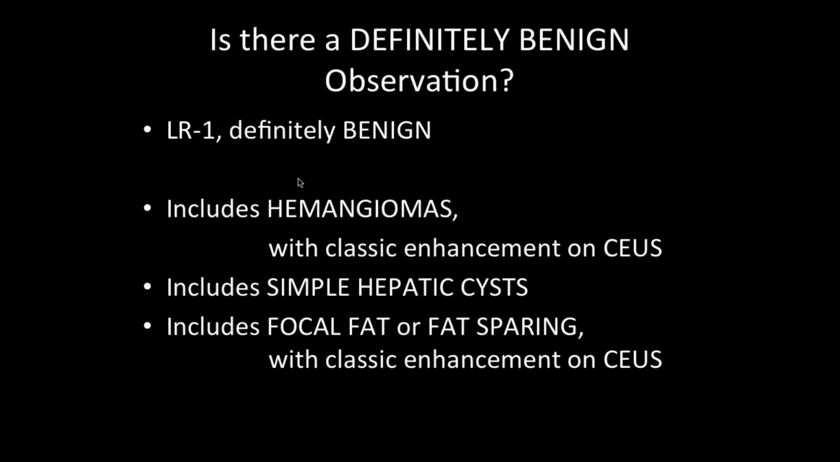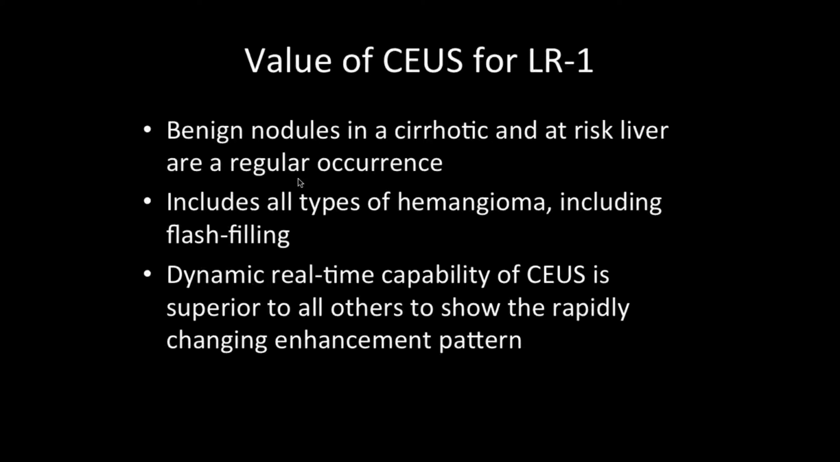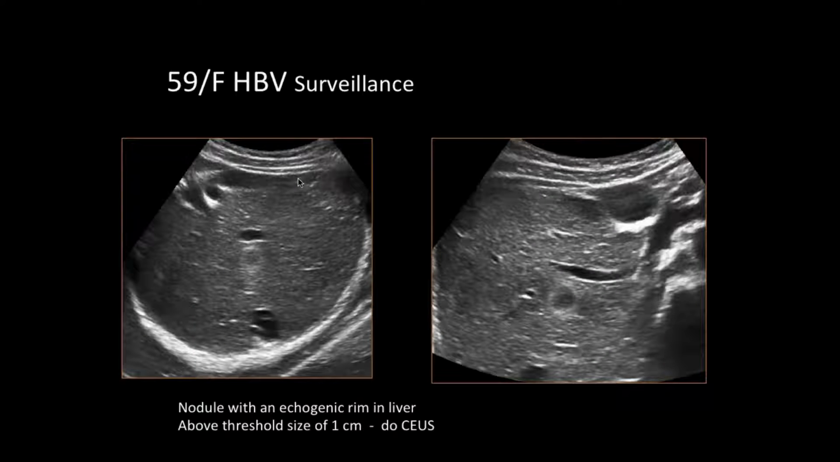But all of these require classic enhancement on CEUS, so they have to have both baseline and CEUS observations in agreement. The value of CEUS for LI-RADS 1 is that benign nodules are a regular occurrence in both a cirrhotic and the at-risk liver, and we include all types of hemangiomas, including those that are flash filling. The dynamic real-time capability of CEUS is superior to all other modalities to show the rapidly changing enhancement patterns of particularly flash-filling hemangiomas.